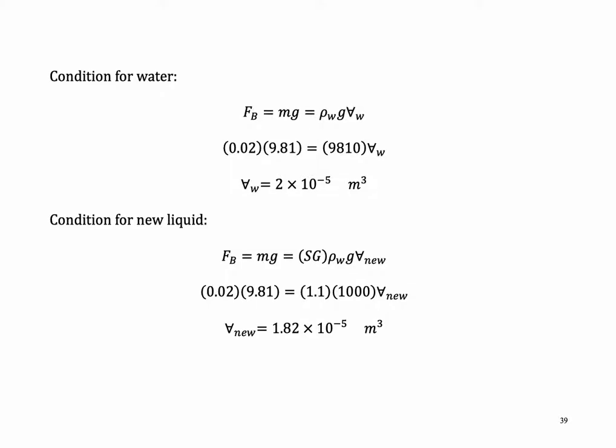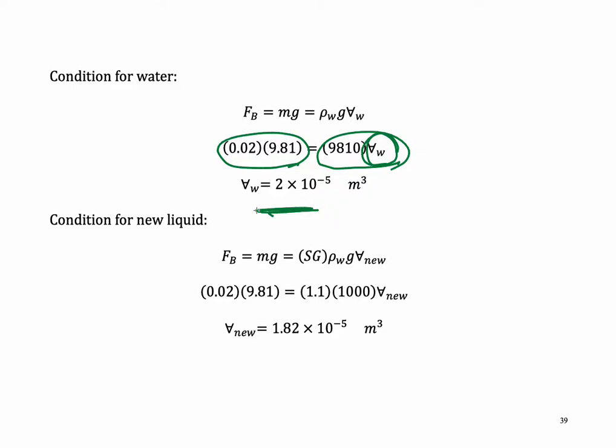So first we need to calculate the condition of water. We could draw the free body diagram. We could say that the force of buoyancy is equal to the weight. The weight here is mg, which is 20 grams times gravity, and then we calculate the force of buoyancy by using rho g V. We know the rho of water and gravity, so we could calculate the volume of the displaced water, which is 2 times 10 to the power of minus 5 meter cube.